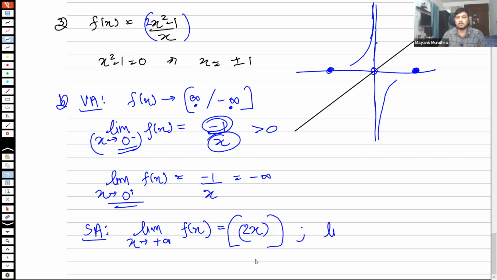And similarly, this is positive infinity, and the limit as x tends to negative infinity of f of x is again x square minus 1 upon x. So this just becomes x. It is still x, but now it's going to be negative infinity.